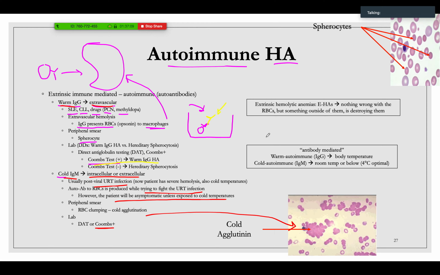Okay, great. Any questions on autoimmune hemolytic anemia? No? Okay.